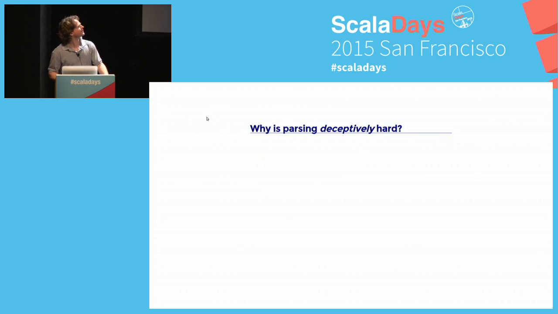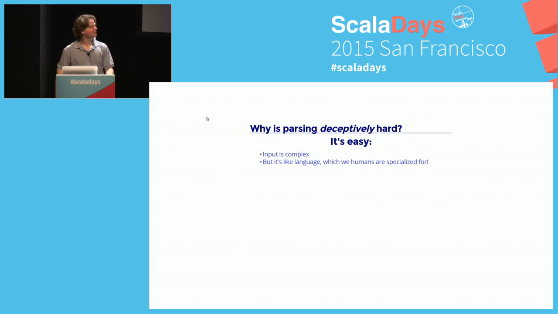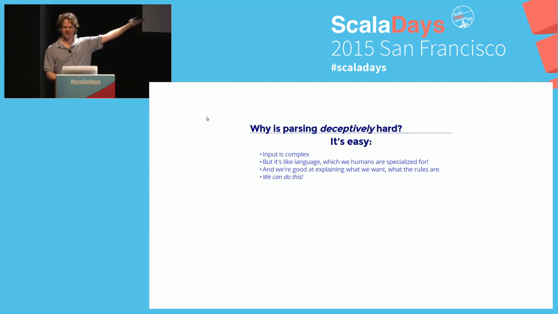So what's going on? Why is it deceptively hard? It ought to be easy, even though at an absolute level, input is often fairly complex. But we're really good at this sort of thing as humans. We're talking to each other all the time, and we handle all sorts of exceptions and broken rules in language all the time, and it doesn't faze us. So we're good at explaining what we want, and so parsing should be easy, right? Humans are good at telling each other what we want, like, I before E except after C type of stuff.